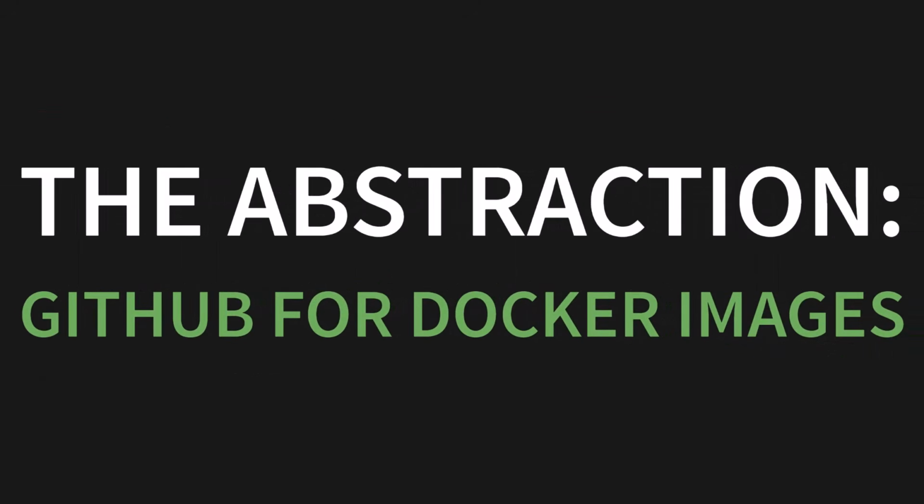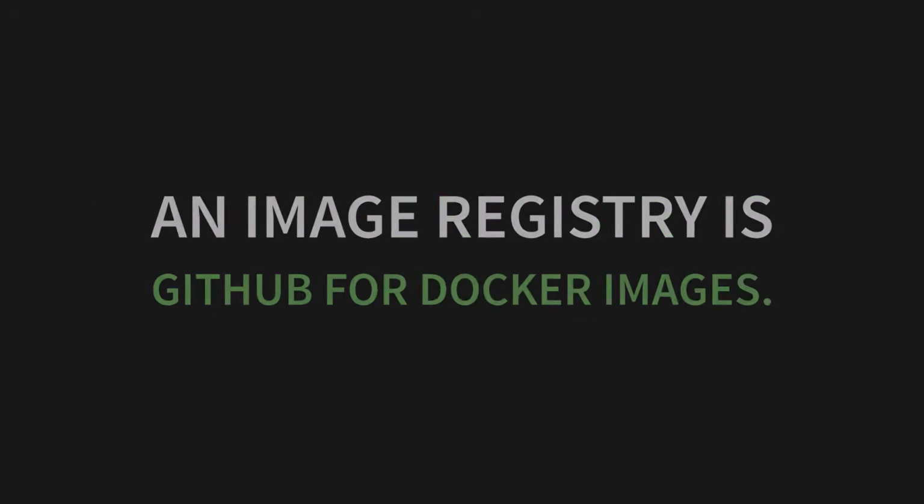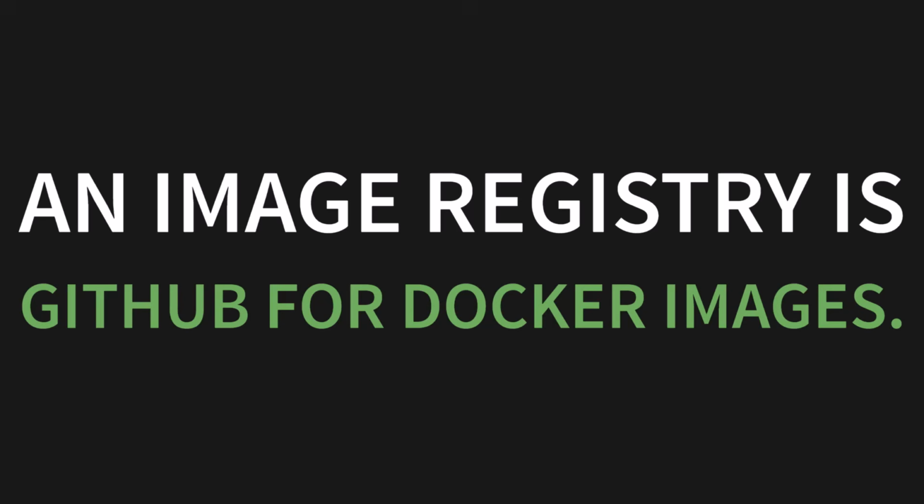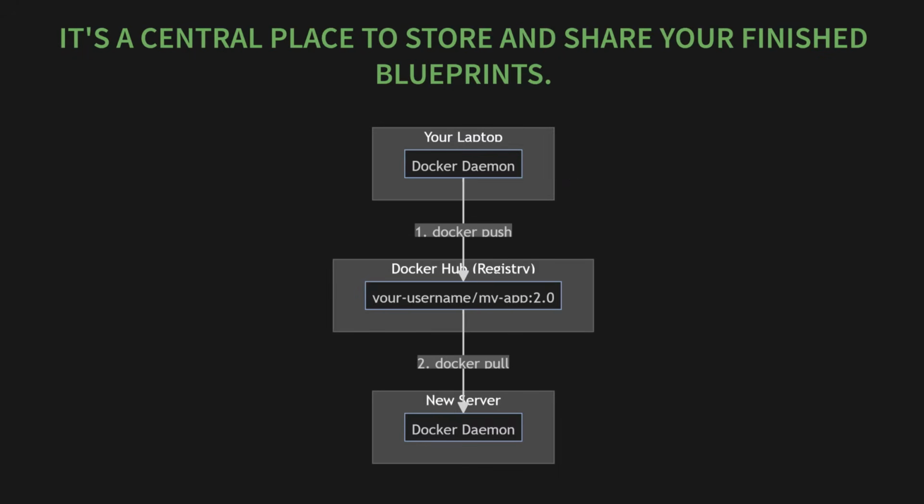So we need an abstraction. Think of it like this: GitHub for Docker images. An image registry is literally GitHub for Docker images. It's a central place to store and share your finished blueprints. As you can see in this flow, it's a simple two-step process. From your laptop, you do a docker push to the registry. Then, from the new server, you do a docker pull to get that exact same image.